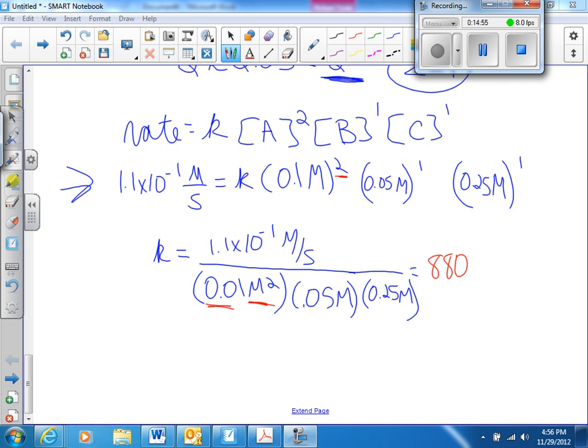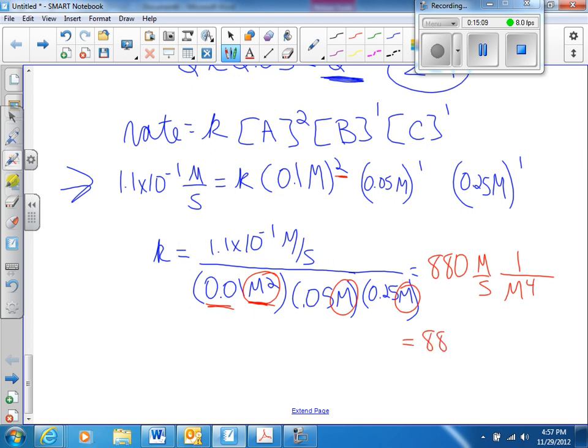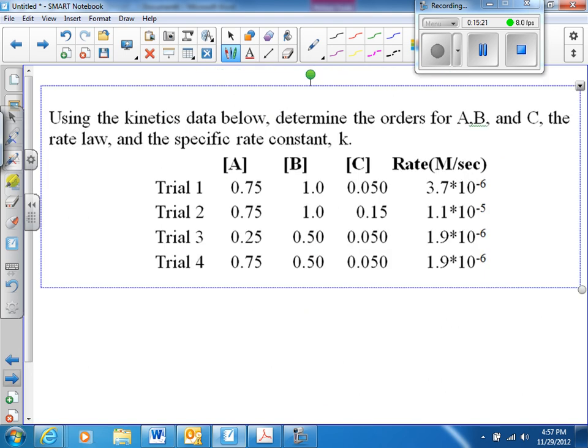Okay, let's look at our units now. We have molar per second in the numerator. In the denominator, I've got molar squared times molar times molar. So 1 over molar to the 4th, which gives 880, 1 over molar cubed seconds. There's my k.